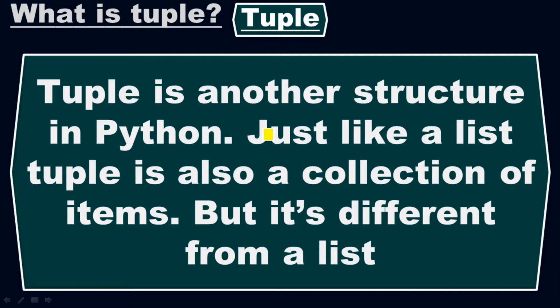It is the collection of the items, the collection of the elements, exactly like what we have in the list, but it is different from a list. In some areas, in some cases, it is different from a list. What is the difference? Let's check the points where tuple is different from the list. So we will do a comparison of list and tuple. List vs tuple. What is the main difference between the list and the tuple?